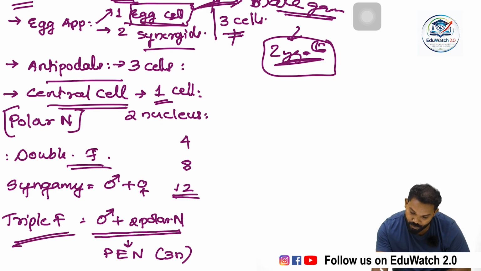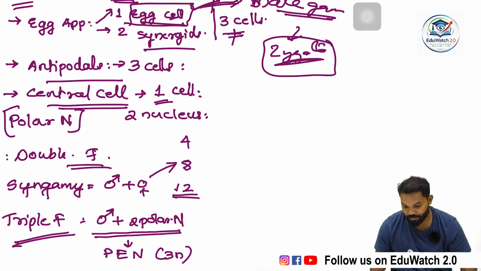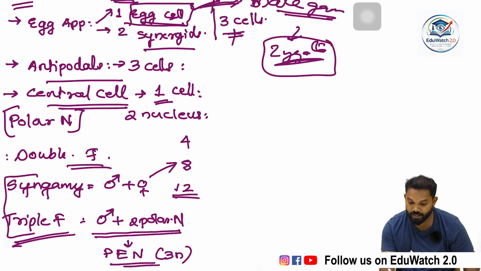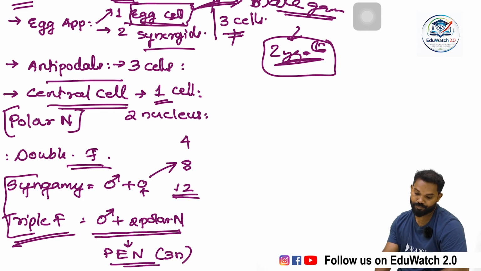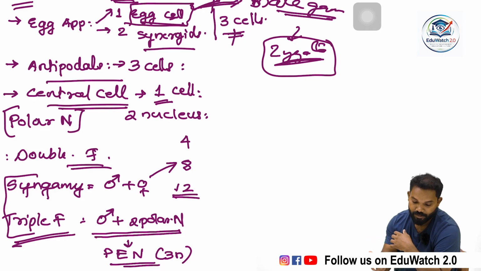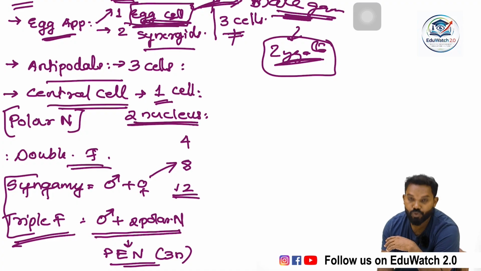So, syngamy leads to the diploid condition. Triple fusion leads to the triploid condition. So, there are two fusions which take place in angiosperms, and they are known as double fertilization. The cells involved in double fertilization are the egg cell, the male gamete, then the two polar nuclei. So the remaining cells are synergids and antipodals.